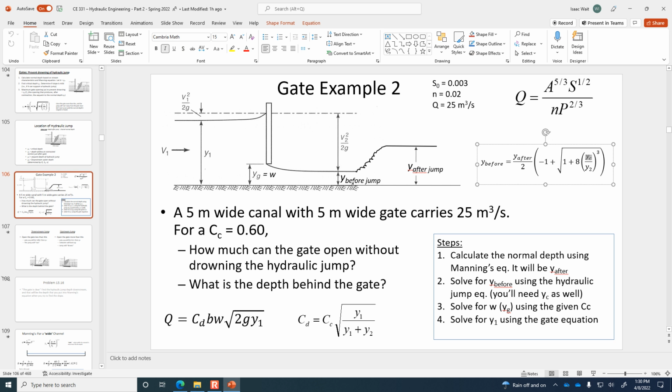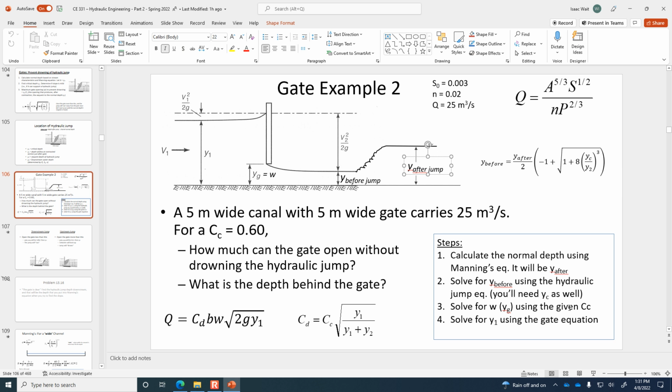Here, we're using different variable definitions. I'm calling it before jump and after jump, rather than, in the normal momentum equation, y1 and y2. But if I said that, it would be confusing, because we also say y1 and y2 at the gate. So it's hard to keep straight what the perspective is here. So that's why I said the before and the after.